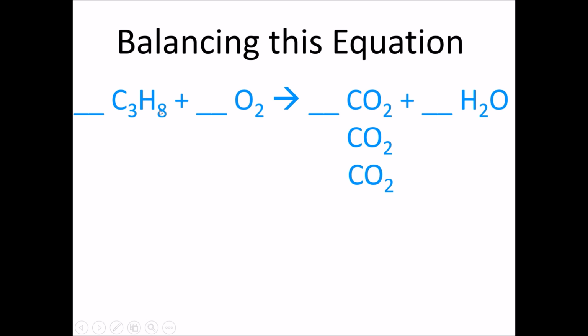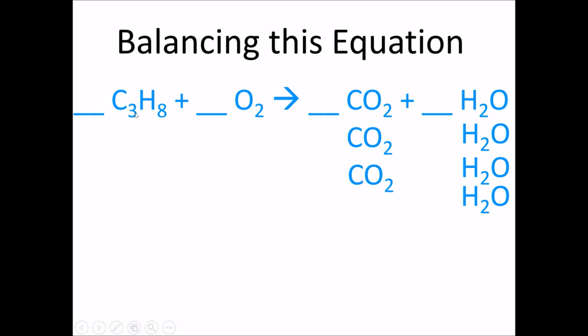For hydrogen, I see 8 hydrogens on the reactant side, and I need 8 hydrogens on the product side. And so far we see 2. So in order to have 8, I'm going to go ahead and add more water molecules. So now I have a total of 4 hydrogen. There's a total of 6 hydrogen, and now I have 8 hydrogen.